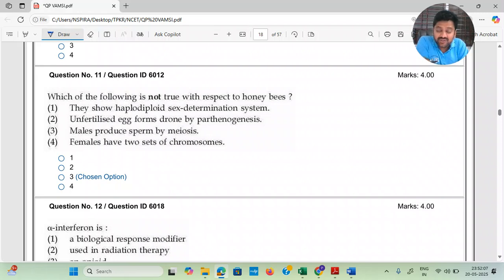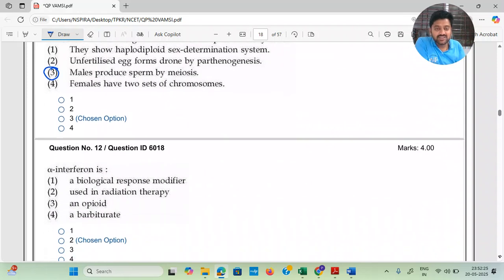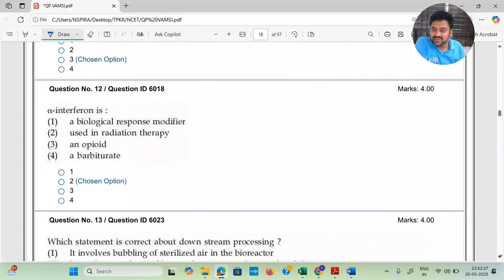They show haplodiploid sex determination. That is correct. Unfertilized egg forms grown by parthenogenesis. That is also correct. Male produces sperm by meiosis. This one is the wrong one because male has only haploid condition. There won't be a possibility for meiosis. Male produces sperms by mitosis in honeybee.